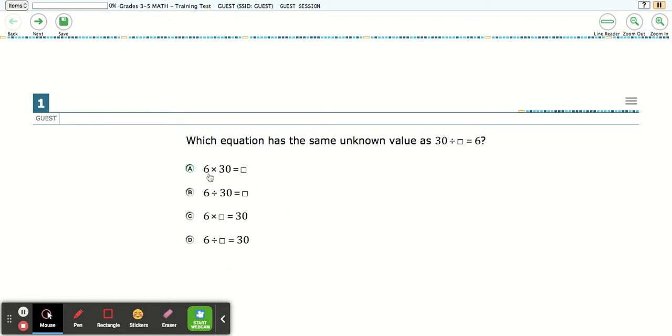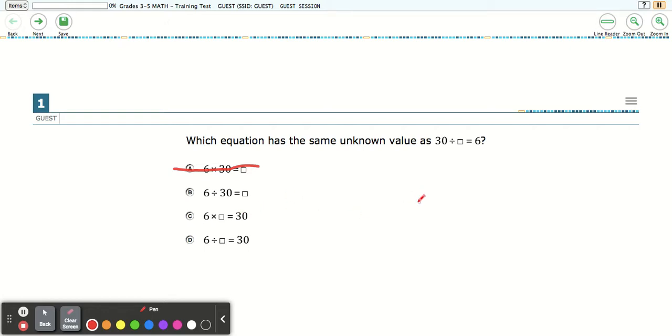The first one says 6 times 30. Is 6 times 30 the same thing as 30 divided by something equals 6? That's not. So I'm going to imagine in my head, I'm crossing that off as a choice. I know that doesn't make sense. I may not know if the other ones are correct, but I know this one is not. Now I'm going to look at the next one.